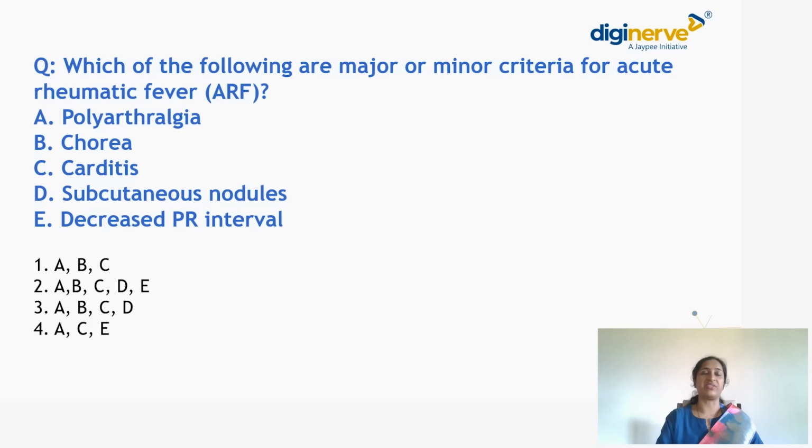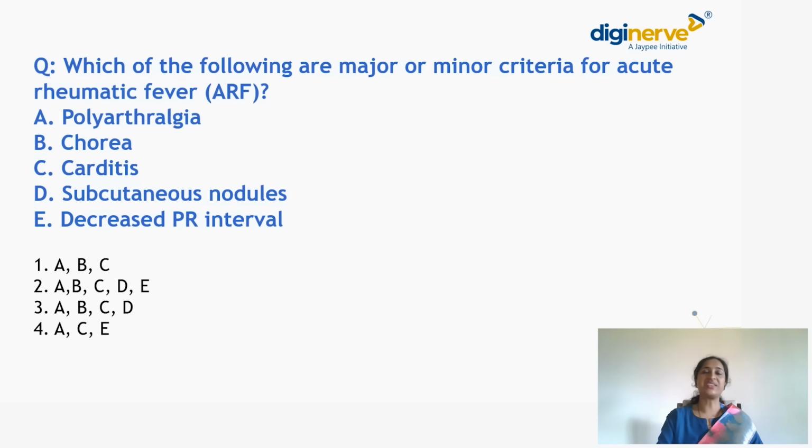Now, just for the sake of completion, you have 5 major criteria. Which major criteria is missing? The criteria which is missing is erythema marginatum. And you also have minor criteria, like the presence of leukocytosis, and other separate supporting evidence, such as the throat swab cultures, etc.